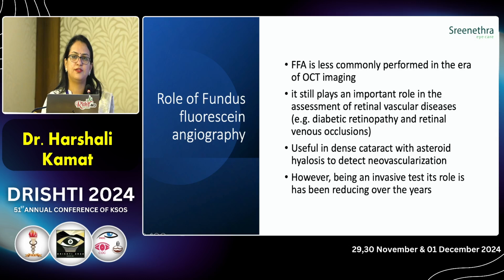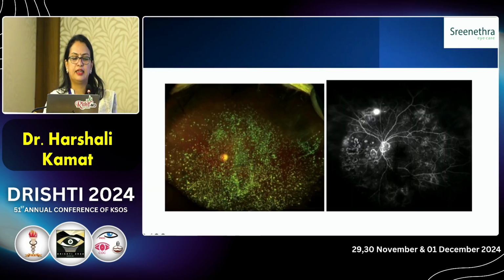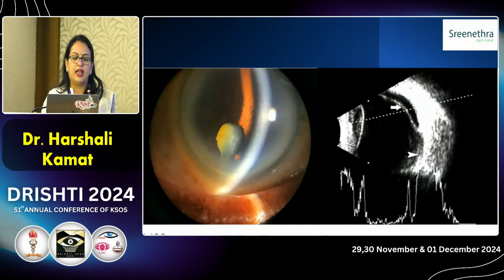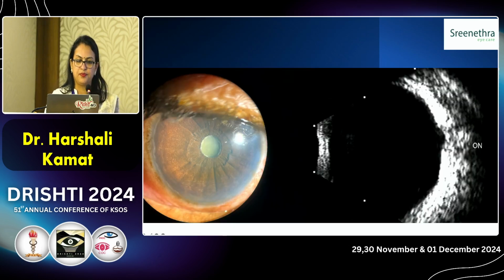The role of fundus fluorescein angiography is not too common and can be done in cases of dense cataract with asteroid hyalosis if you are suspecting neovascularization. B-scan can be done in dense cataract, and in cases such as anterior segment coloboma, you may find an underlying retinochoroidal coloboma along with retinal detachment.